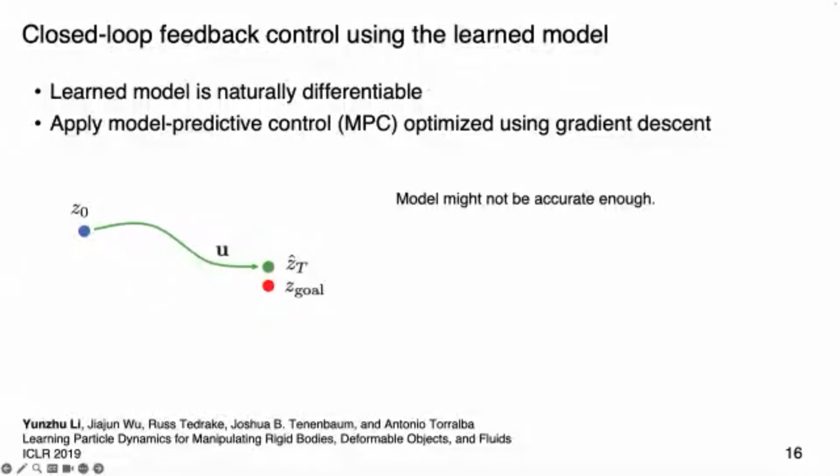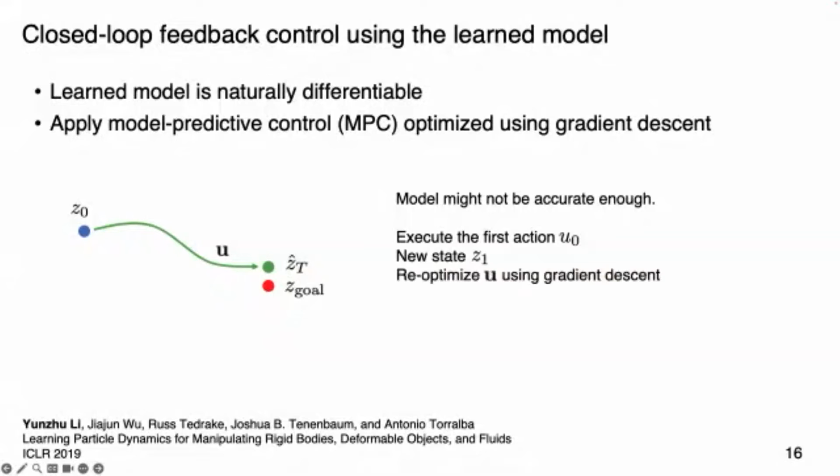The model may not be accurate enough because it's a data-driven model. So we use model predictive control, where we only execute the first action U0. The environment will give us a new state Z1. We then re-optimize the action sequence, again using gradient descent, to give the model an opportunity to adjust its action sequence to account for the prediction error. And this is essentially a shooting method if you are familiar with control.